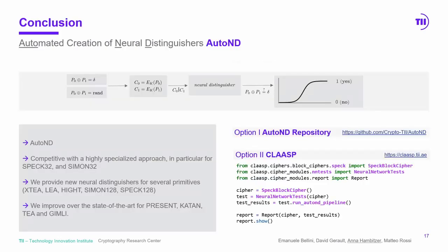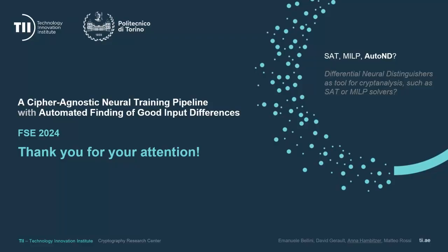So let me conclude the talk. I have presented to you AutoND, and we can find distinguishers competitive to highly specialized approaches, in particular Speck 32 and Simon 32. We could provide new distinguishers for several primitives. And also we could improve over the state of the art for PRESENT, KATAN, TEA, and Gimli. You can find our implementations as mentioned in 2 ways. And with that, I thank you for your attention.